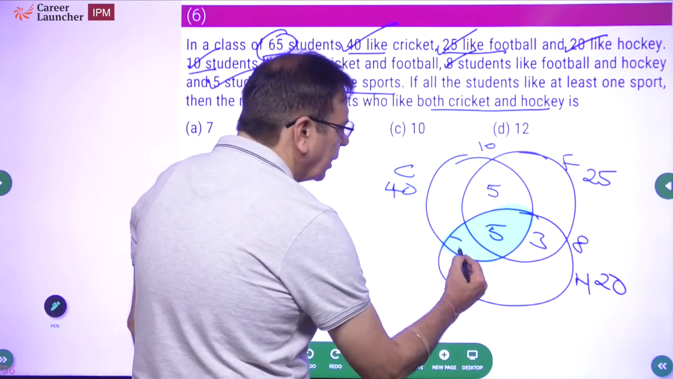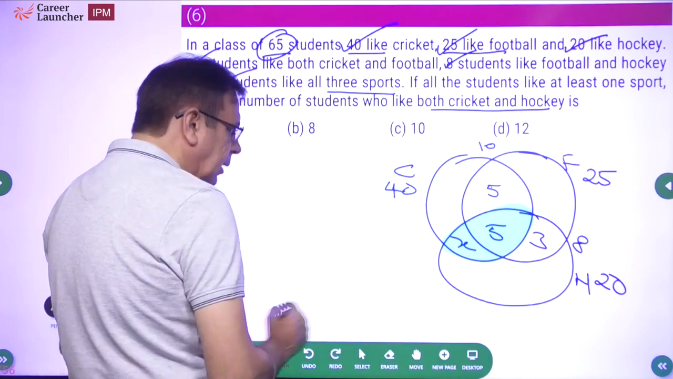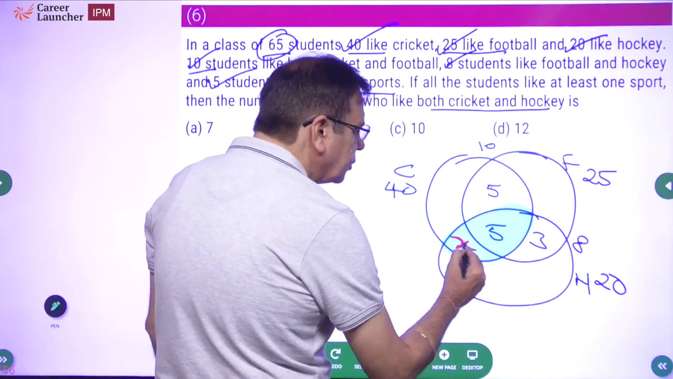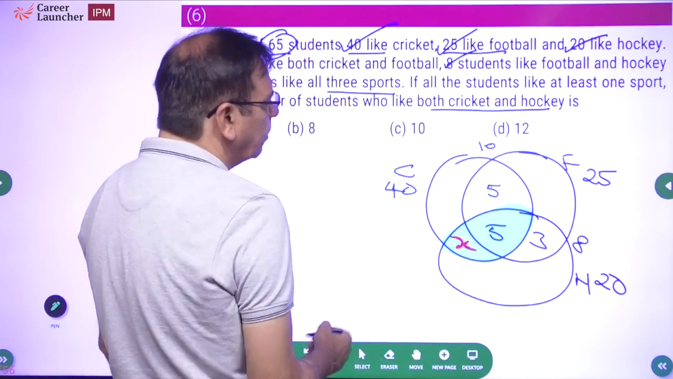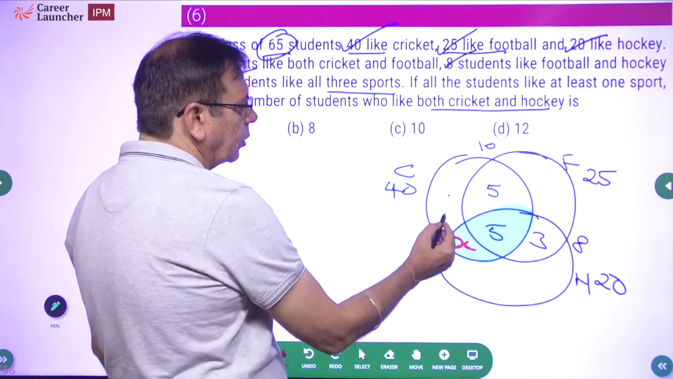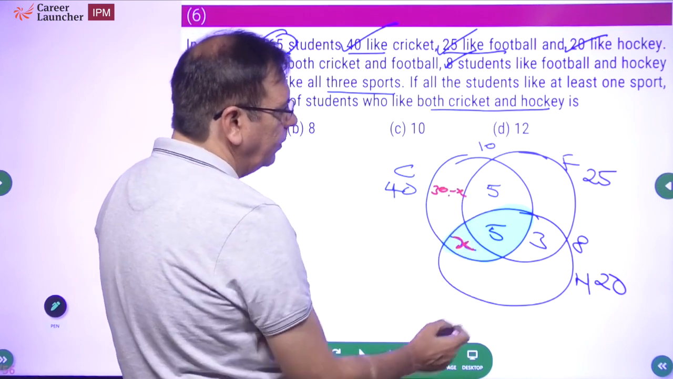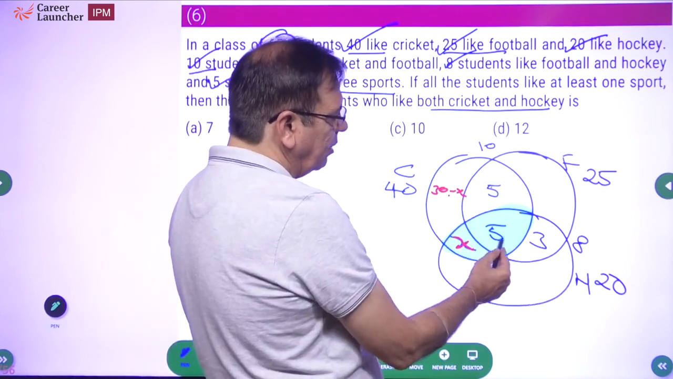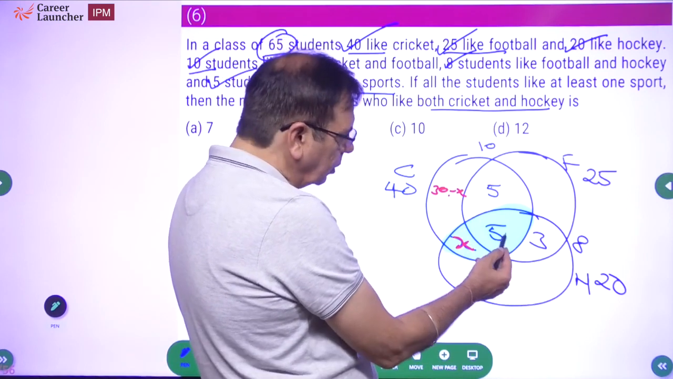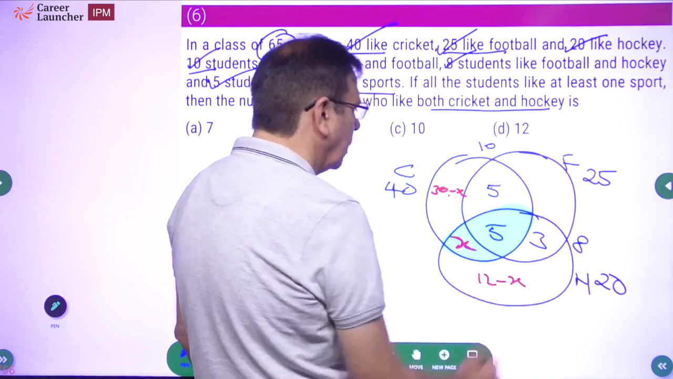Now, if I say this is x, let me change the color so that we can differentiate between what is given. How much will this be? So this is 5 plus 5, 10, 40. So this is going to be 30 minus x. And what will this be? 20 minus 5 minus 3. That is 12. So 12 is left. So this is 12 minus x.